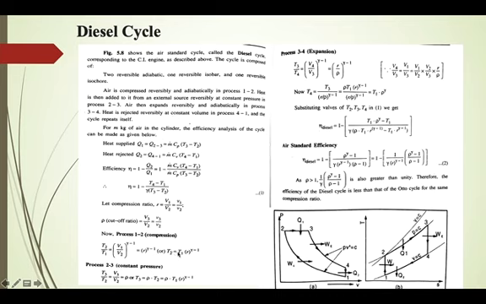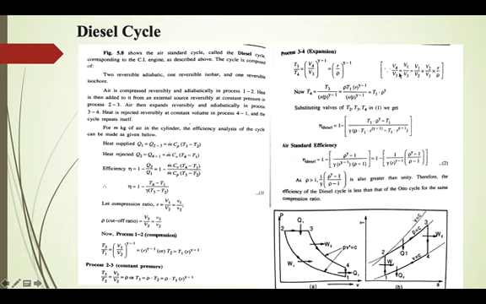Here we have converted T2 in terms of T1. Now we have to find out T4 also in terms of T1. For that we have process 3 to 4. 3 to 4 is actually a reversible adiabatic expansion process. So T3 by T4 is equal to V4 by V3 raised to gamma minus 1.